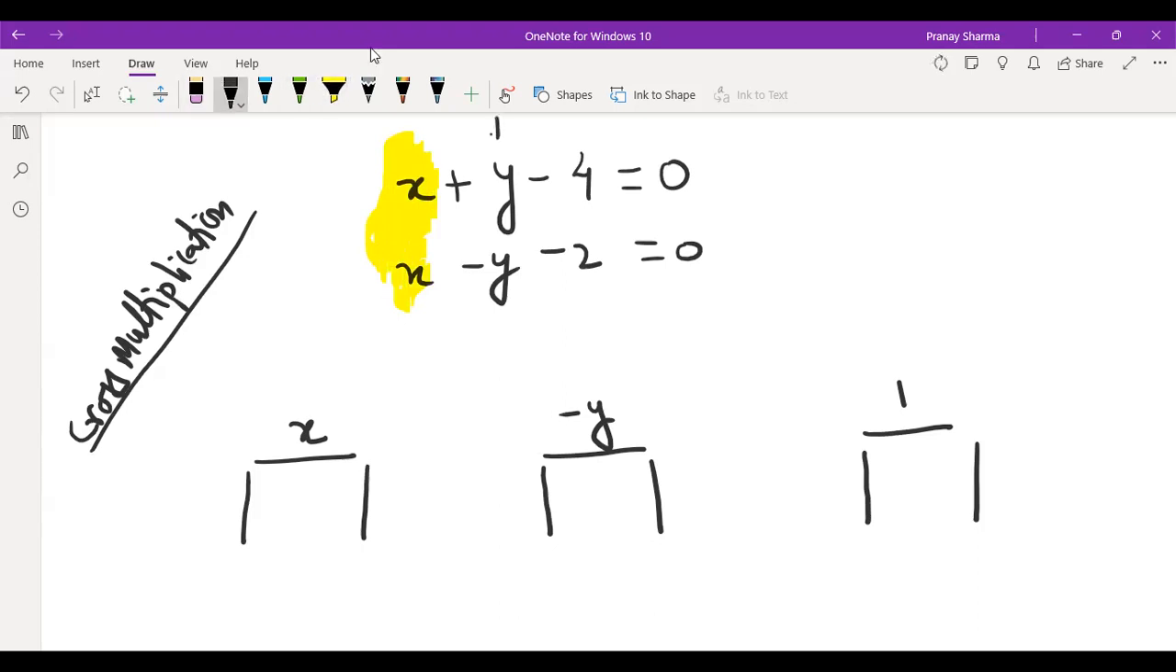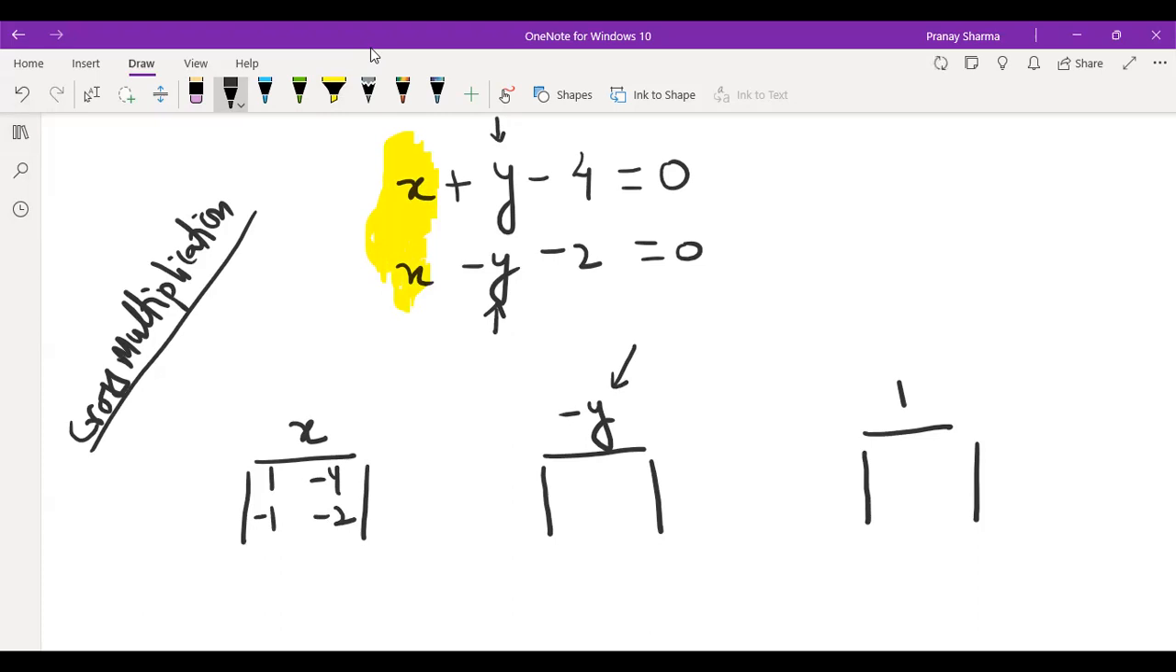That means the coefficient of y here is what? 1. So you write 1 here. The coefficient of y here is what? -1. So you write -1 here. Then -4 and -2, these are the constant terms which we are left with. So you should be writing here -4, -2 like this. Next variable is what? Y.